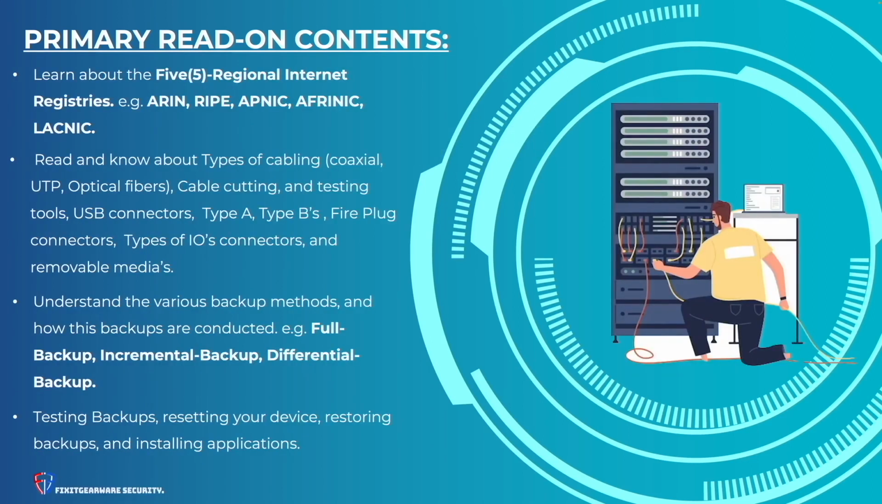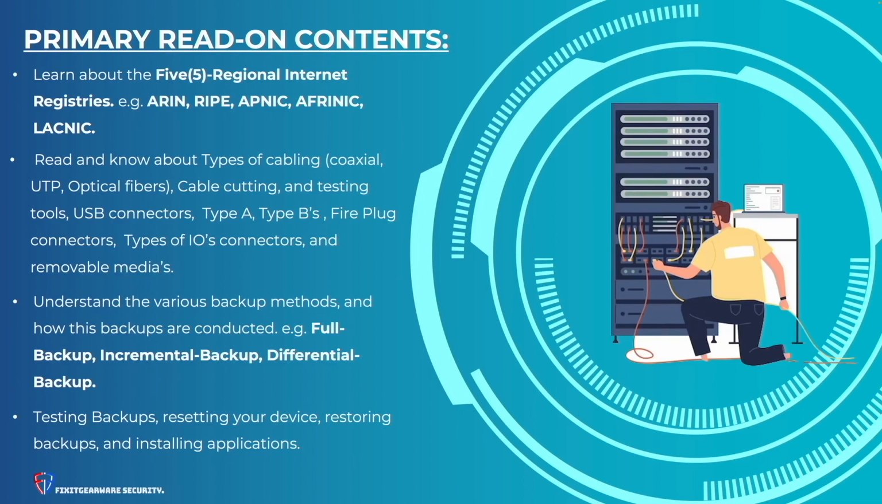Next, on this content, you should learn about the 5 regional internet registries. We have the ARIN, we have the RIPE, we have the APNIC, we have the AFRINIC, we have the LACNIC. So you have to learn about these various regional registries. Like LACNIC is responsible for Latin America, AFRINIC is responsible for Africa. Read about these various regional internet registries and know about them in depth.